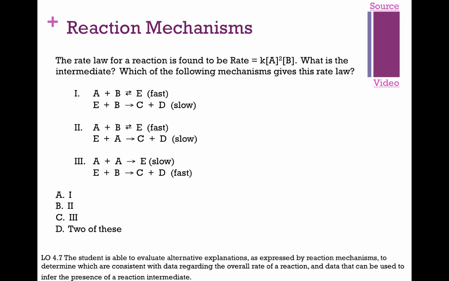Alright, so mechanism 1. Let's write our rate law. Rate equals what? So here's our rate law. It's always based on the slow step. So for mechanism 1, our rate law is rate equals K times the concentration of E times the concentration of B, because it's based on our slow step. But what is E? An intermediate, and you cannot have an intermediate in your rate law. So what we have to do is go back and use the fast step, which is at equilibrium, to solve for E and plug everything back in.